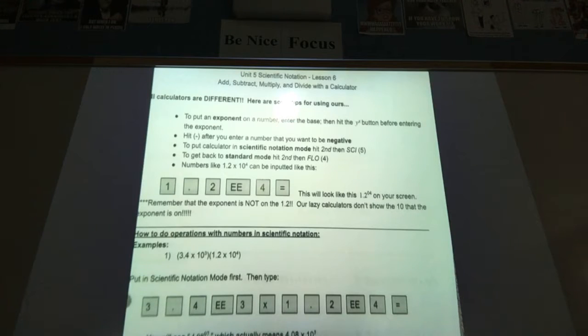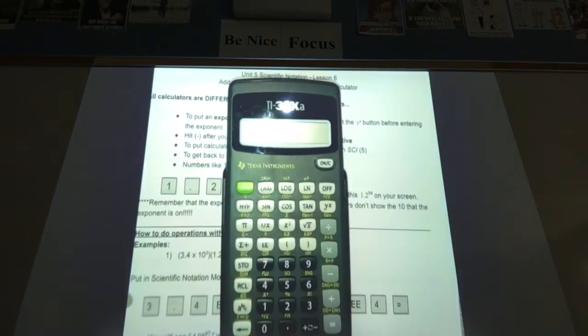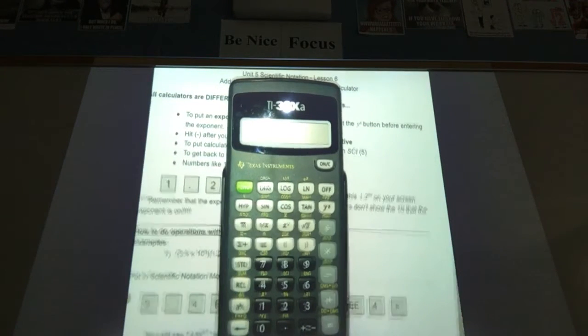Work today on lesson 6 in scientific notation. It always scares me to do this lesson because I think you're all going to clobber me, because you're going to find out that what we've done so far in scientific notation can all be done on your calculator. So you need to have this calculator.